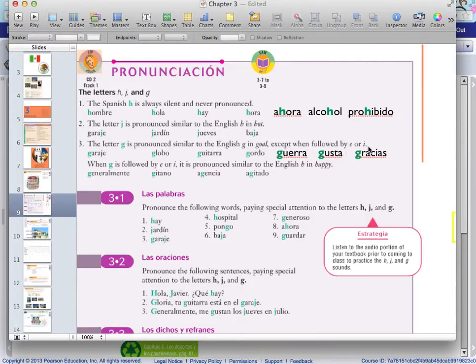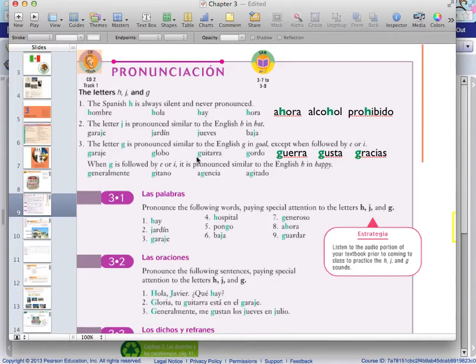The letter G is pronounced similar to the English G in goal, except when it's followed by E or I, okay? So we have the sound G, as in garaje, globo, guitarra, gordo, guerra, gusta, gracias. Okay? Notice the word guitarra, you have G-U-I. And in the word guerra, you have G-U-E. When you have those two combinations, G-U-I and G-U-E, the U is silent.